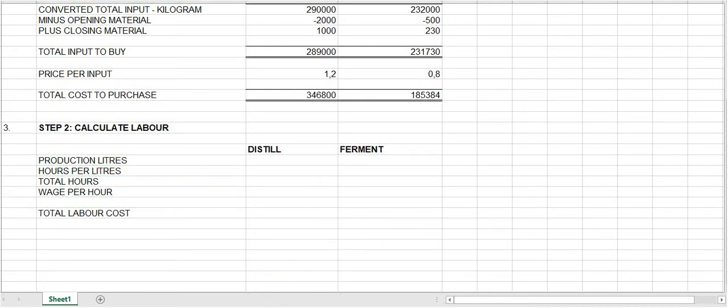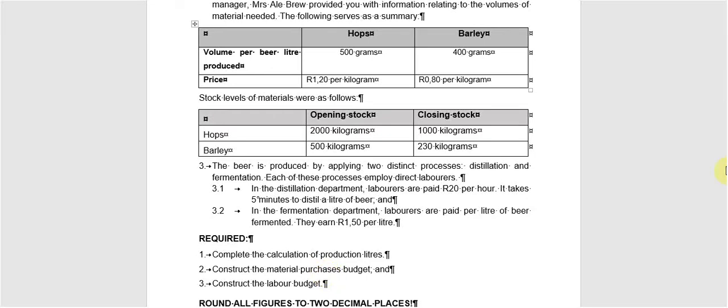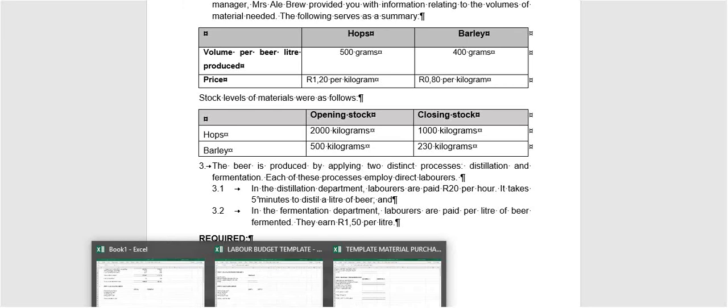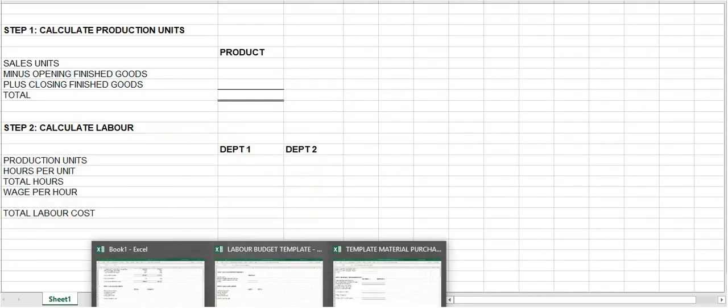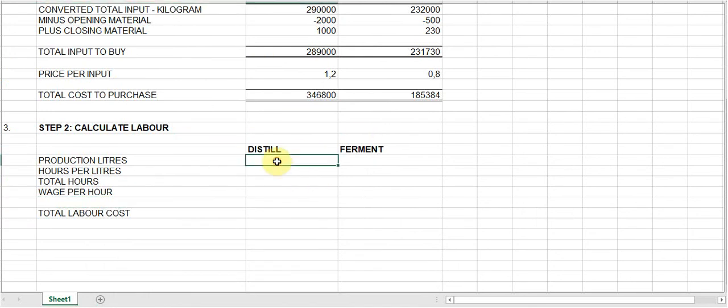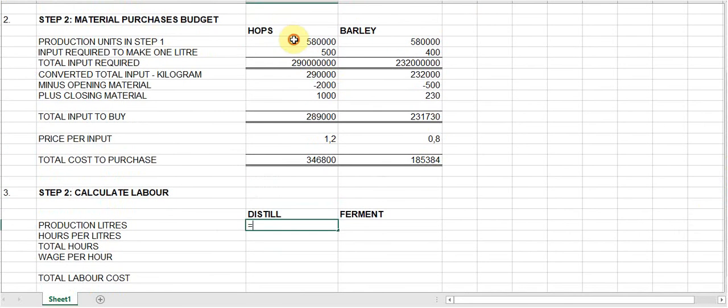If we go back to the question, very interesting, you will see that in the distillation department, laborers are paid 20 Rand per hour, and it takes 5 minutes to distill a liter of beer. Going back to my calculation and going back to my production liters, of course, they will be the same as originally calculated, which was 580,000 liters to be produced.